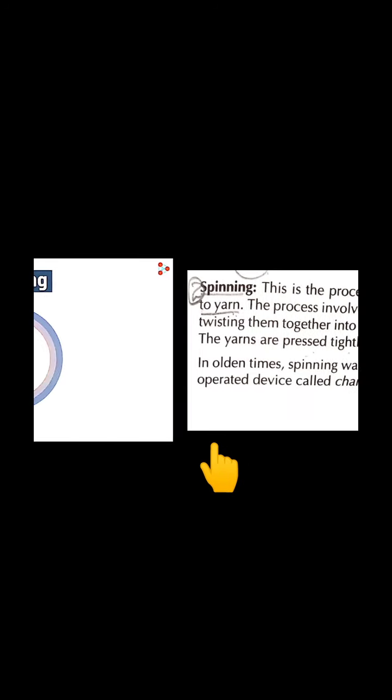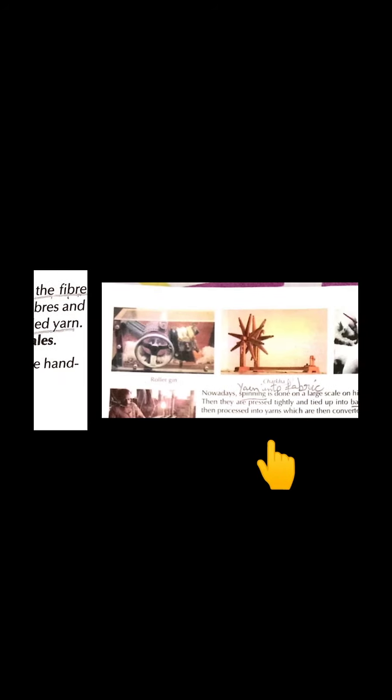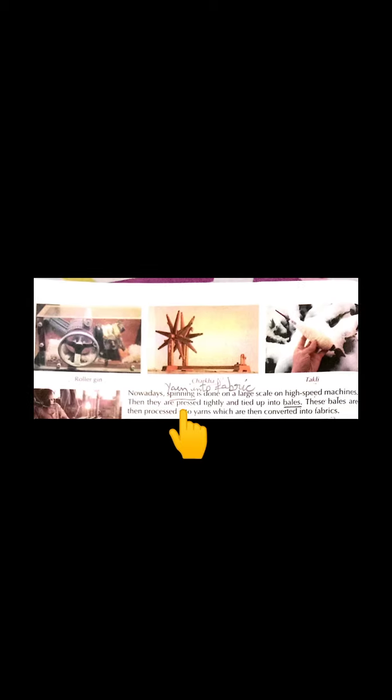So what is spinning? Let's read out. Spinning is the process of converting the fiber to yarn. The process involves taking cotton fibers and twisting them together into a long thread called yarn. The yarns are pressed tightly and tied into bales. In olden times, spinning was done on simple hand operated devices called charkha and takli. Nowadays, spinning is done on a large scale on high speed machines. These bales are then processed into yarns, which are then converted into fabrics.